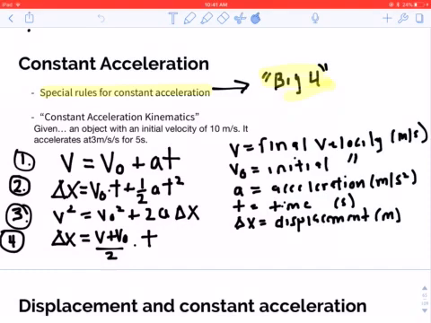Okay, that equation comes from the velocity versus time graph. It's in the form y equals mx plus b. The y is actually the velocity. The y-intercept is the initial velocity. The slope of a velocity graph is the acceleration. And then the x value on a velocity versus time graph is time. Okay, so final velocity equals the initial velocity plus the acceleration times time.